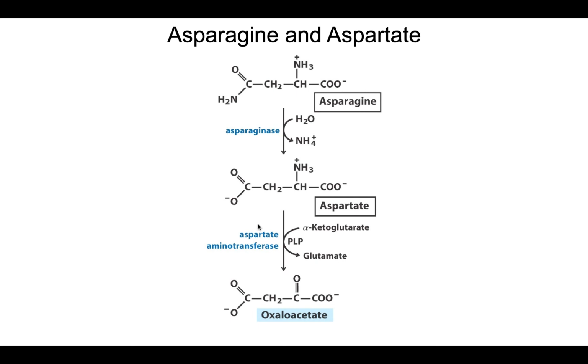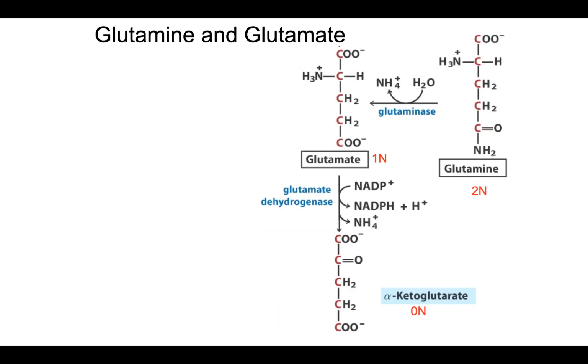So these are the amino acids. Now, you don't have to memorize the enzymes that catalyze each one of these steps, except for the basic idea of what an aminotransferase does. But you do need to know the connection. Asparagine to aspartate to oxaloacetate, glutamine to glutamate to alpha-ketoglutarate. You should memorize these.